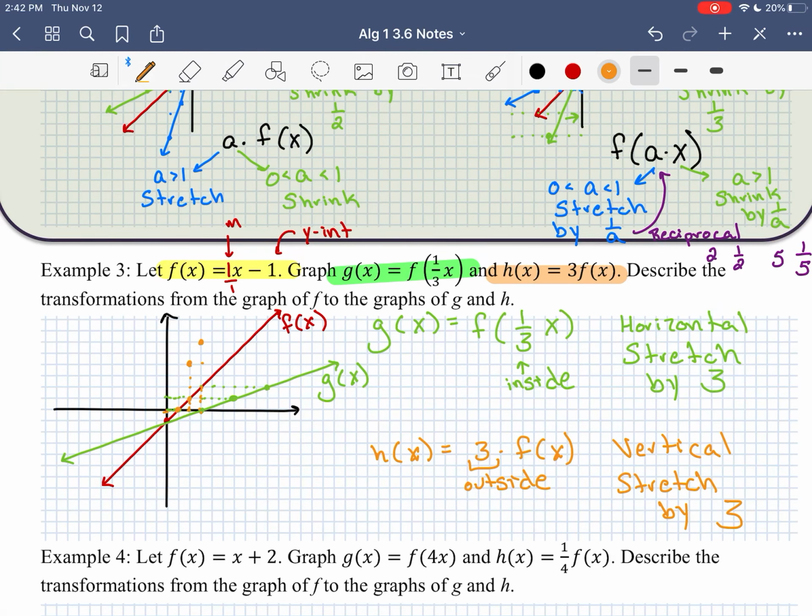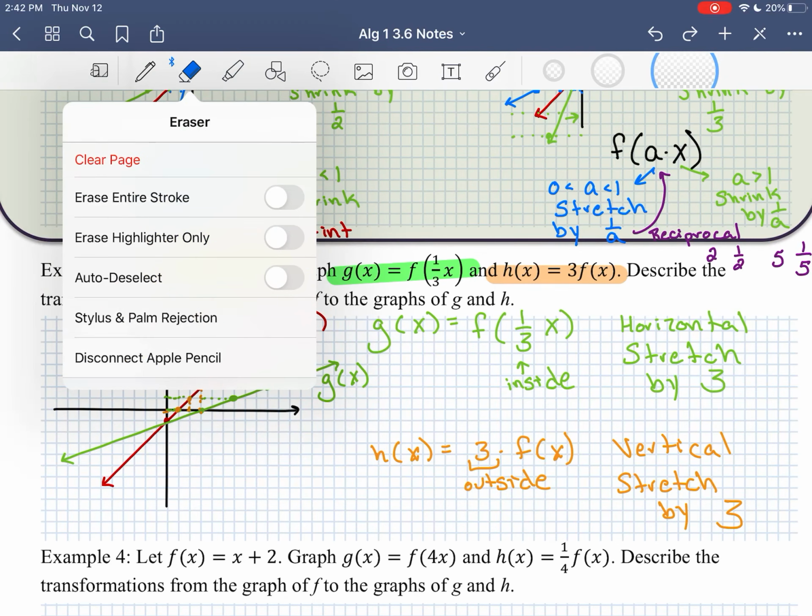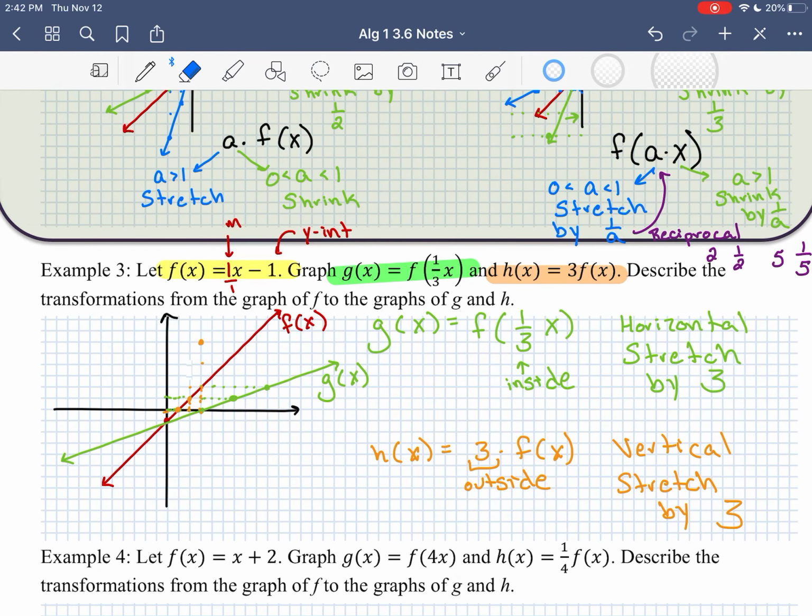Oh, because that one's in the wrong spot. Ignore that one. I put it in the wrong spot. 1, 2, 3. It would go there. That's when my points weren't lining up. If your points aren't lining up, then you did something wrong. That's why it's always best to do at least 3 points.